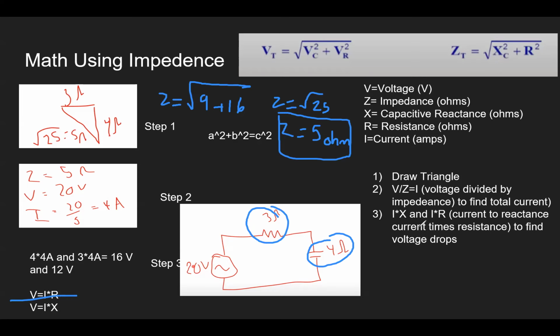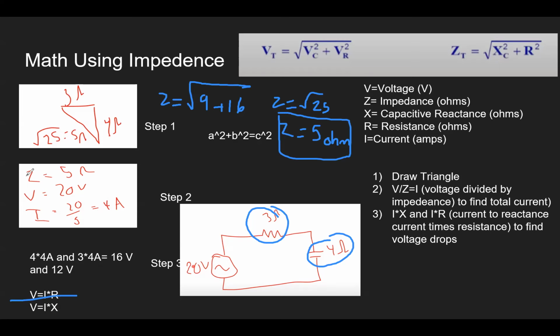So you would use I, which is the total current, which we know is 4. So 4 times 3 and 4 times 4, so 12 volts and 16 volts. Those are the 2 voltage drops. The voltage drop at the 4 ohm capacitor is 16. The voltage drop at the 3 ohm resistor is 12. And that's essentially the math you would have to do.